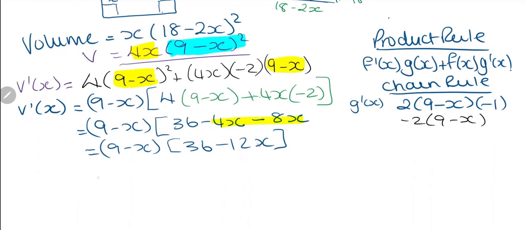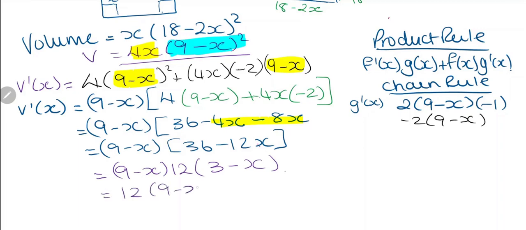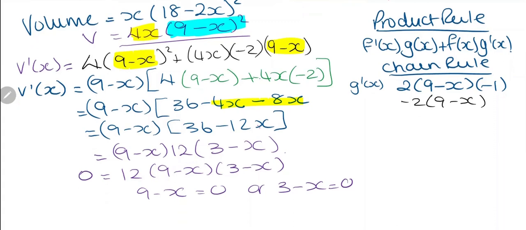And we're going to simplify by factoring here. So I'm going to factor by 12, so we'll have 3 minus x. I'm just going to write 12 in front. So 12, 9 minus x, 3 minus x. So now if we set this to 0, 9 minus x equals 0, or 3 minus x is 0. So x is equal to 9, or x is equal to 3.